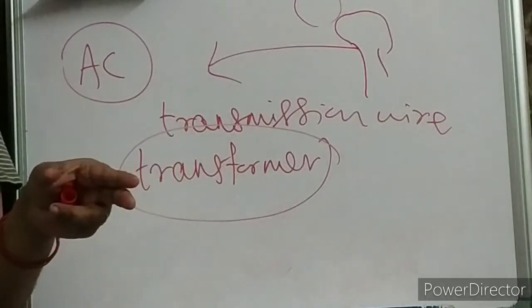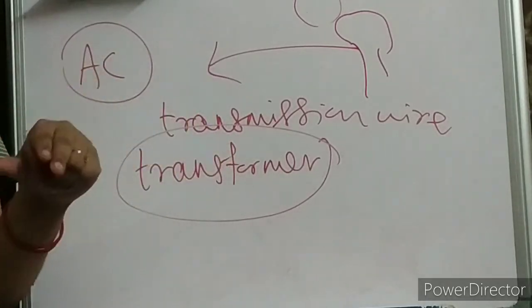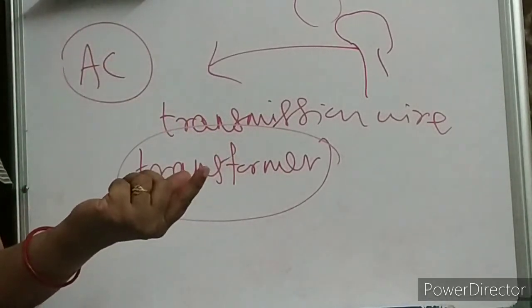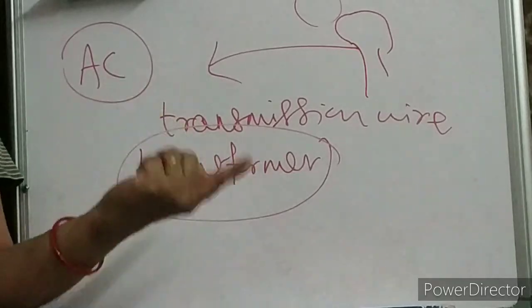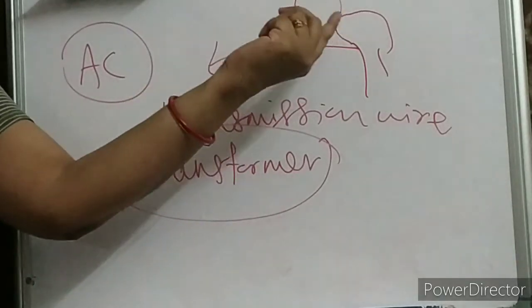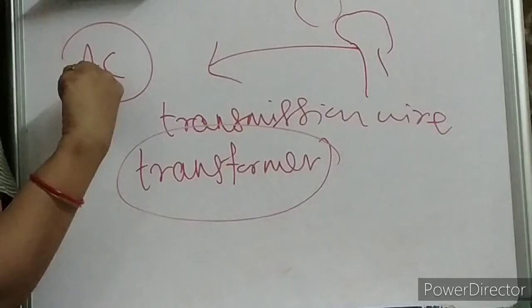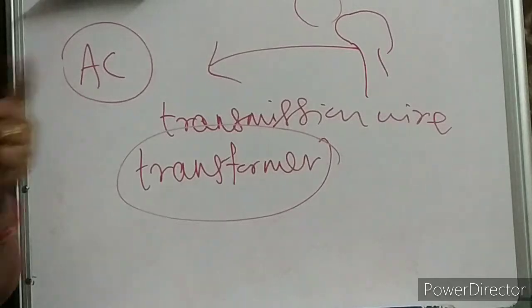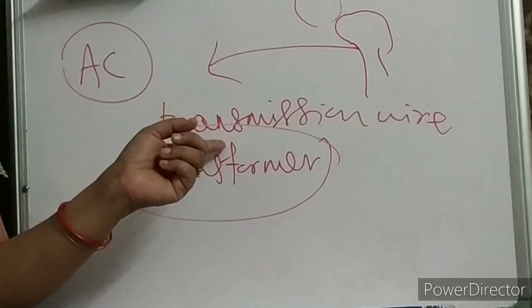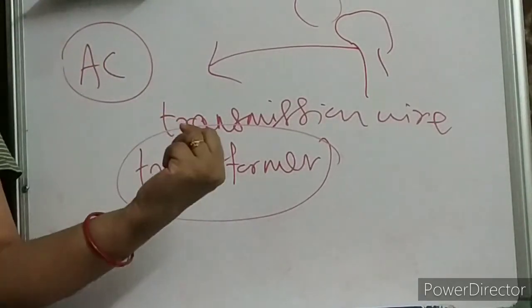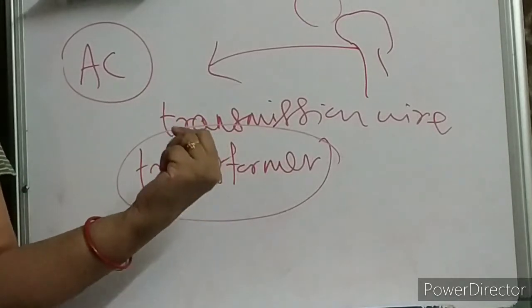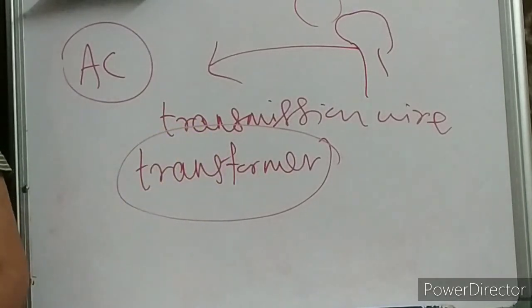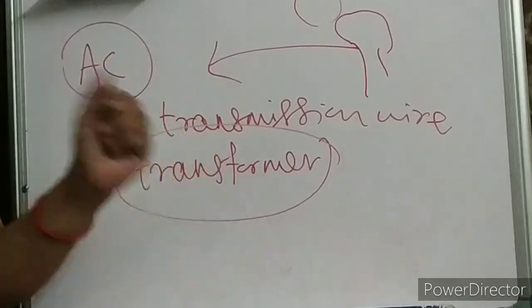So there will be two types of transformer: step up and step down. According to our use, we can use step up or step down. At the receiving end you will use step up or step down. That you are going to study in class 12th. I am not going into that detail. So, children, here is the key: this transformer works on AC only, children. It works only on AC.